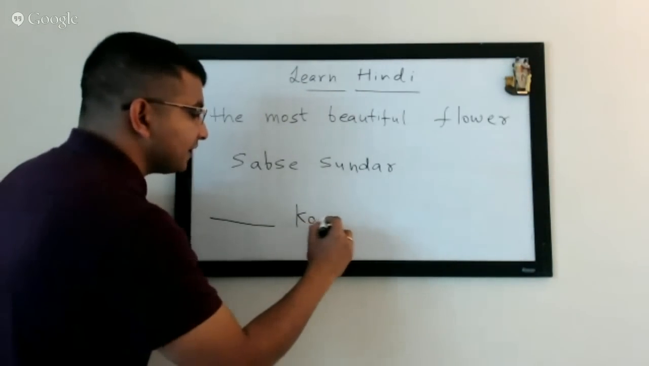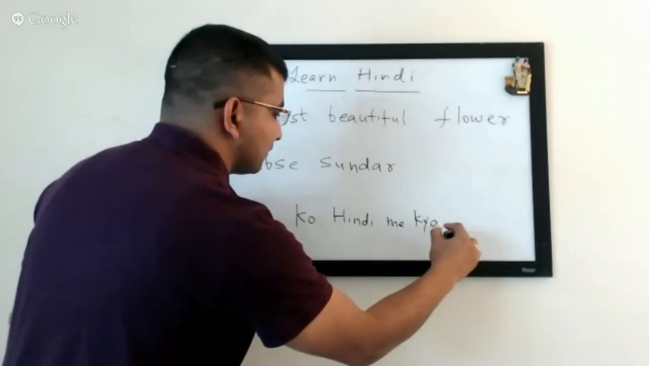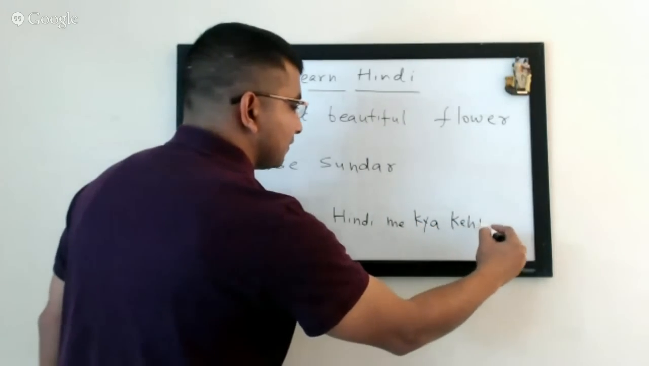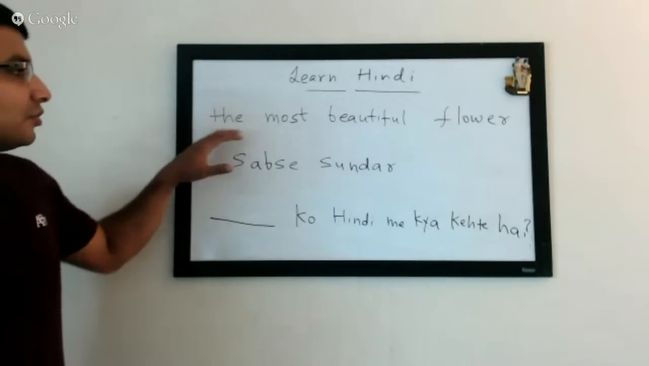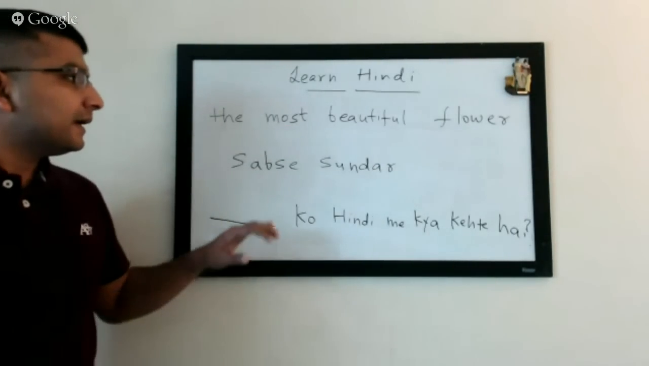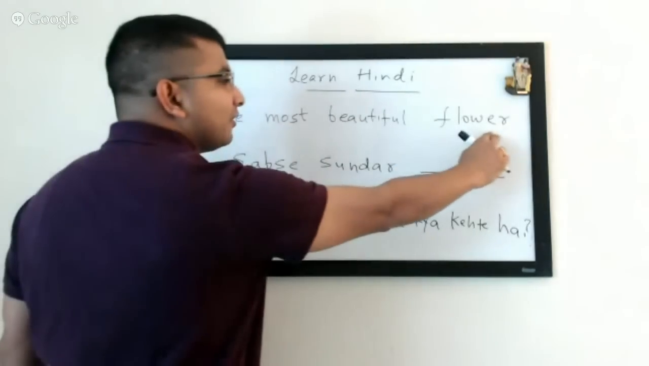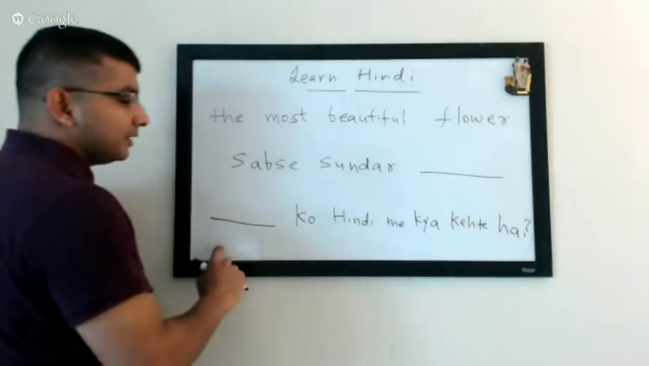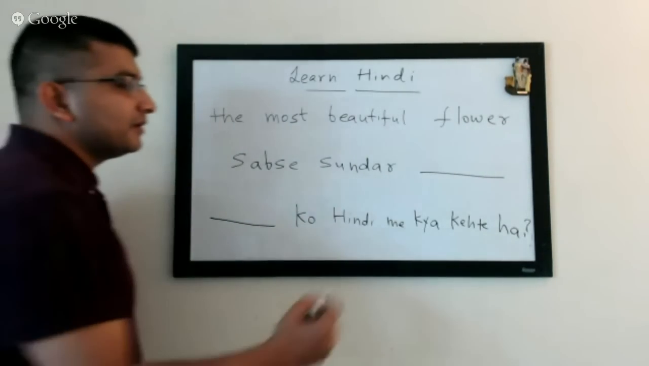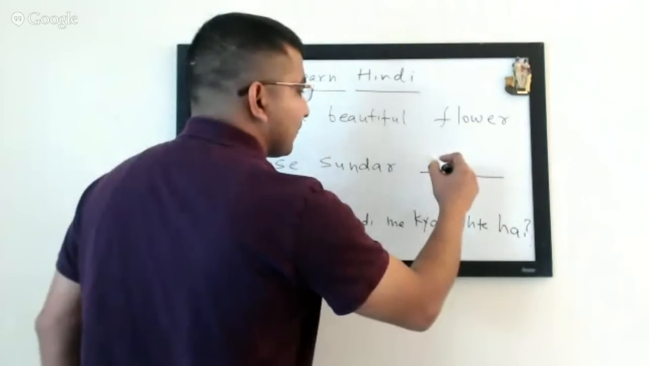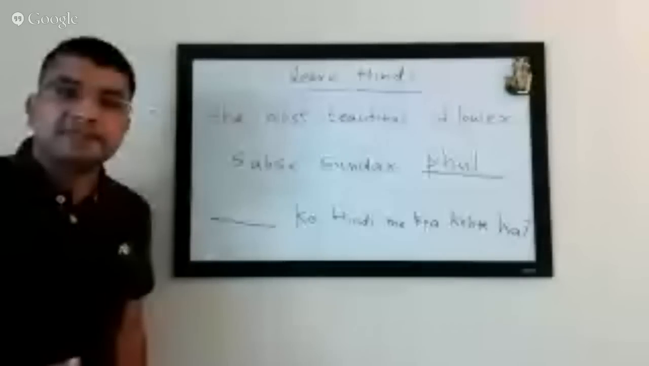So I'm going to give you 15 seconds. So you have to write the most beautiful flower in Hindi. And as you know first half of it, सबसे सुंदर. And if you don't know the word for a flower in Hindi, you can ask using the formula that we have. Okay. सबसे सुंदर फूल. Very good. सबसे सुंदर फूल. Fool is a flower in Hindi.